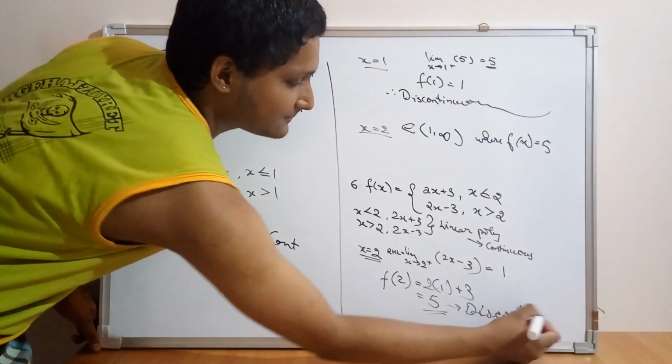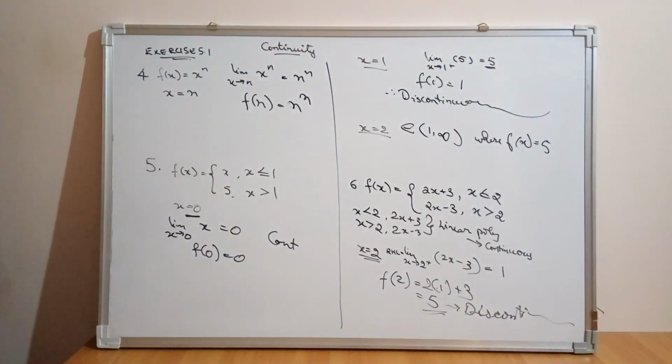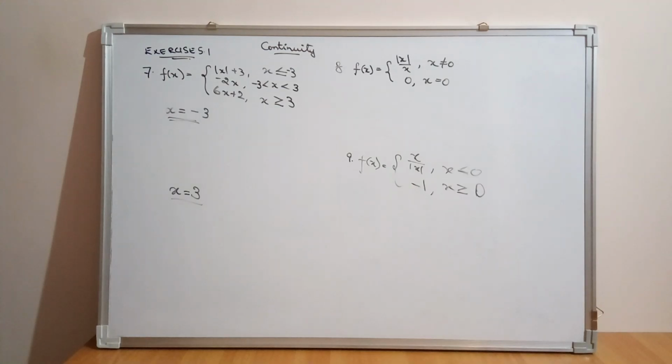It is continuous everywhere else. That's all about the sixth question. Next, moving on to the remaining questions. Okay, now we have the seventh question. The seventh question is given like this.